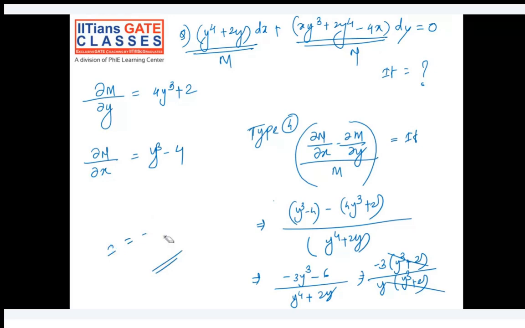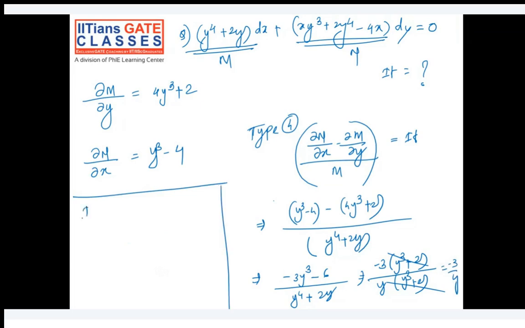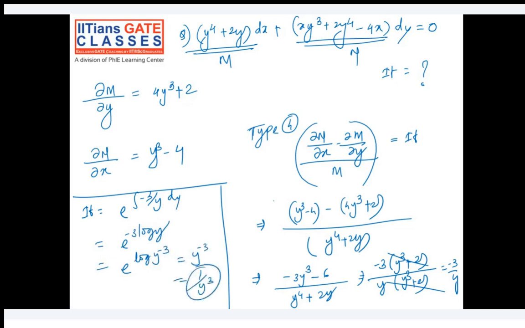And the integrating factor will be equal to e to the power integration of minus 3 by y dy. So it is e to the power minus 3 log y, which is equal to e to the power log of y raised to power minus 3. So it is y raised to power minus 3, which is 1 upon y cube. 1 upon y cube is the integrating factor in this case. Is it clear? Any doubt till this?